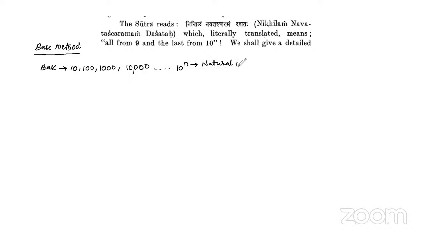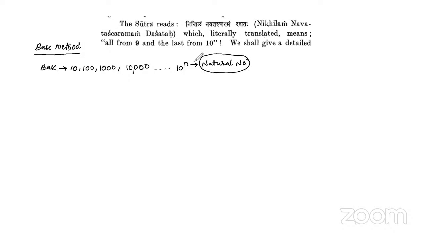And nowadays, Nikhilam multiplication we call base method multiplication. So what is the base? Base is nothing but here we can say 10, 100, 1000, 10,000, and so on, 10 power n, where n is a natural number.